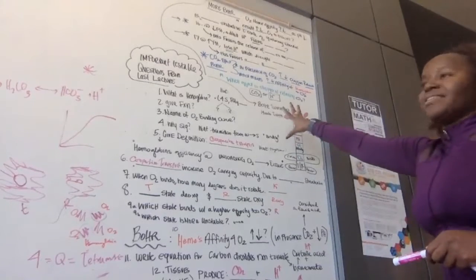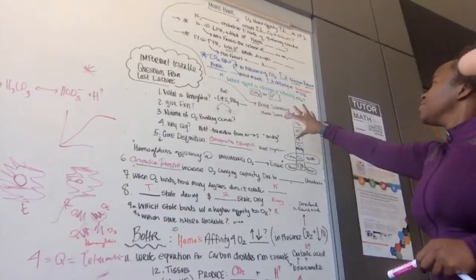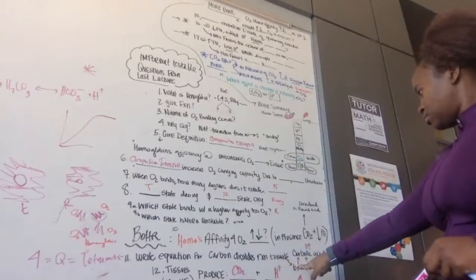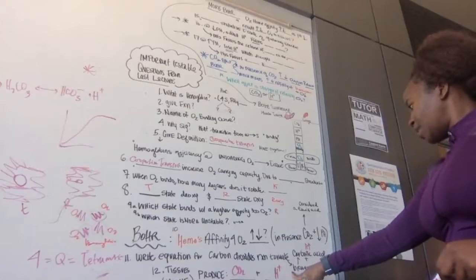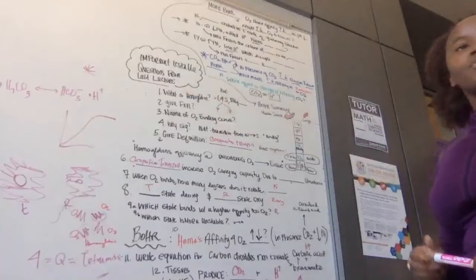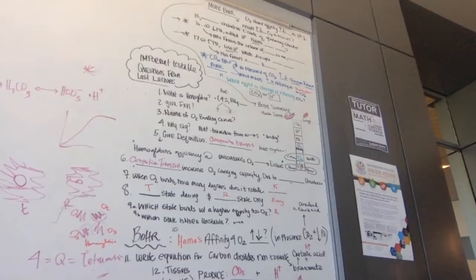And then a little summary that I made. Wait, sorry, this is number 11, right? Equation for carbon dioxide reaction to make bicarbonate. Sorry, carboxylic acid. Okay, no, you're good. I just missed it. Okay, thank you. You're welcome.